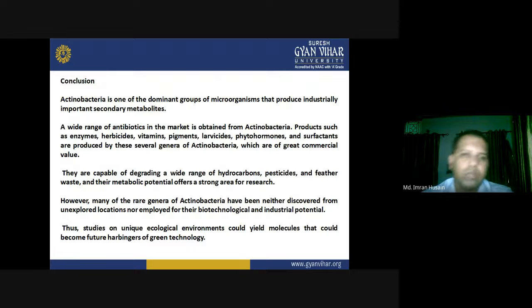So the conclusion: Actinobacteria are one of the dominant groups of microorganisms that produce industrially important secondary metabolites. A wide range of antibiotics in the market is obtained from Actinobacteria. Products such as enzymes, herbicides, vitamins, pigments, larvicides, phytohormones, and surfactants are produced by several genera of Actinobacteria, which are of great commercial value.